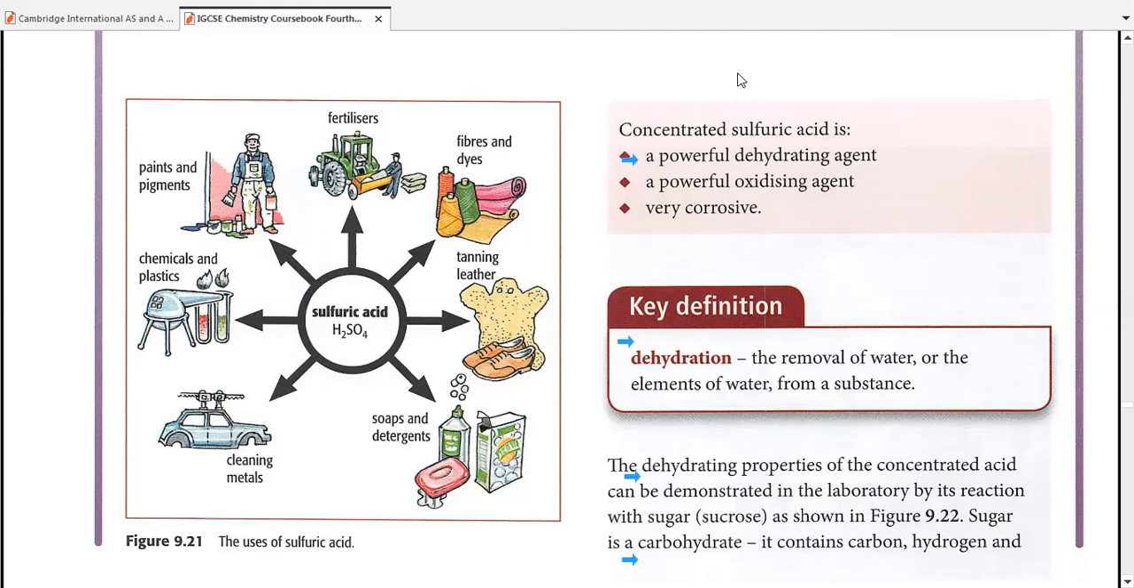There are a couple of things that we discuss here, not at all in this book, but in the A-levels book that I've also explained as well. These are the uses of sulfuric acid.